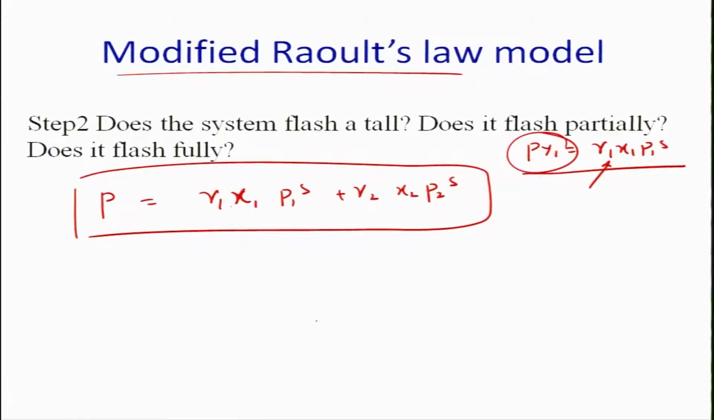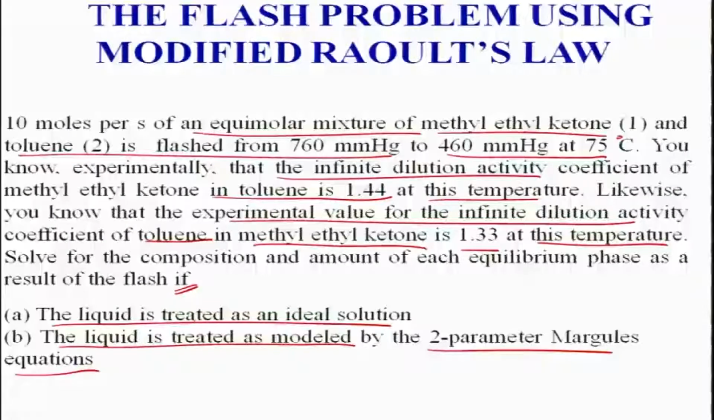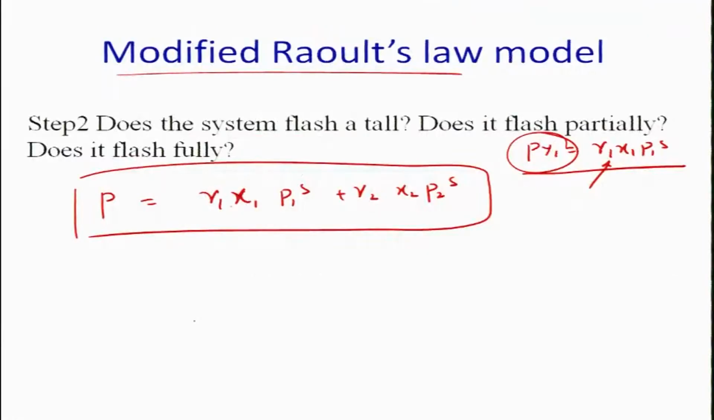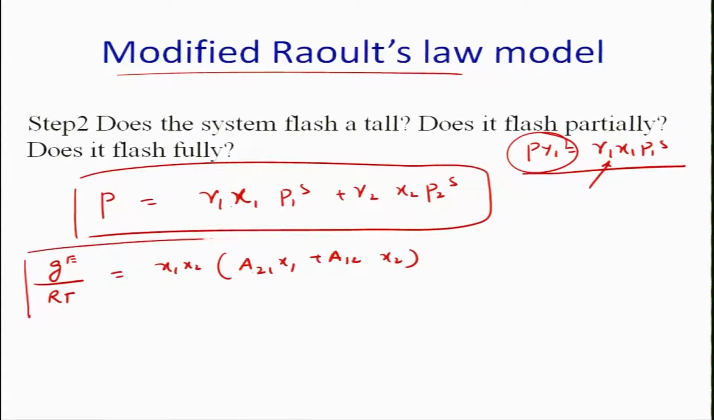Now, what is given to us is that we have to use the two parameter Margules equation. Let me first write down what the two parameter Margules equation is. It is G excess by RT equals x1 x2 times (A21 x1 plus A12 x2). You can say A and B also, it does not matter, but this is the one which I am going to use now. So, this is the two parameter form.